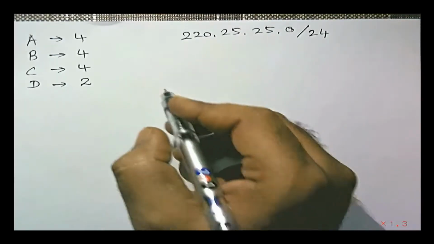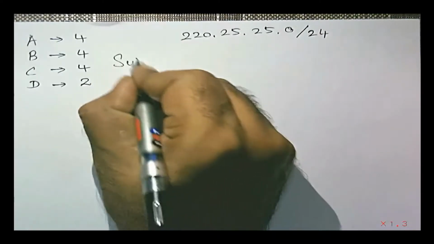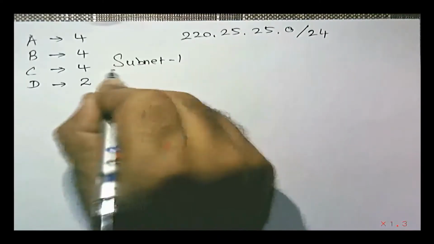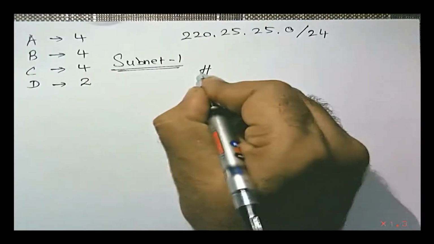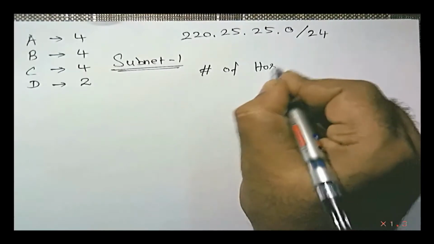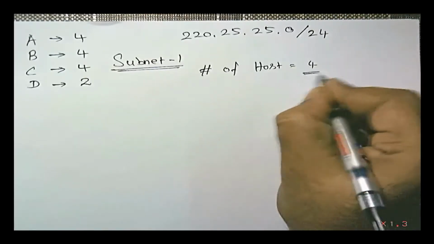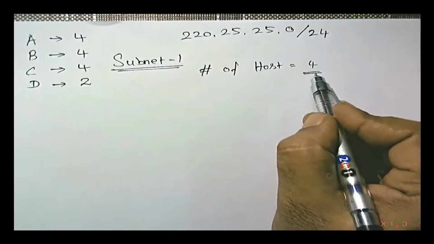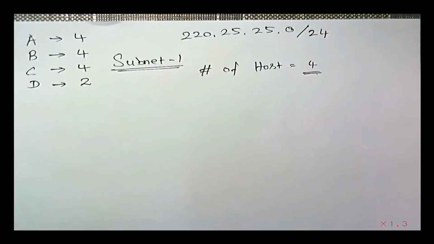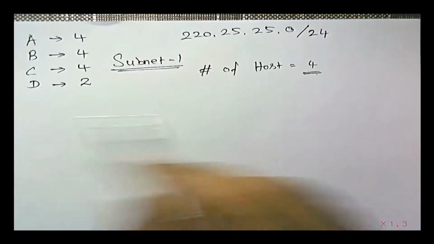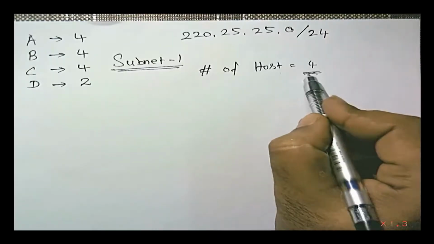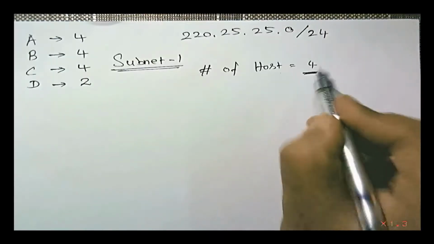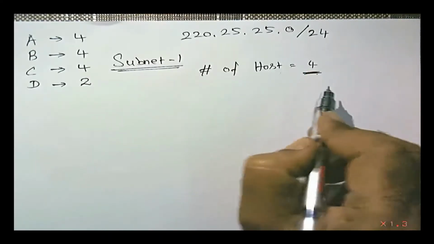Now I'm going for subnet 1. The number of hosts needed is 4. Now, if you need 4 hosts, we are going in the reverse approach. If you compare with subnetting, this will be slightly in the reverse approach. If you need 4 hosts, how many bits should be available in the host part? We have to calculate like this.